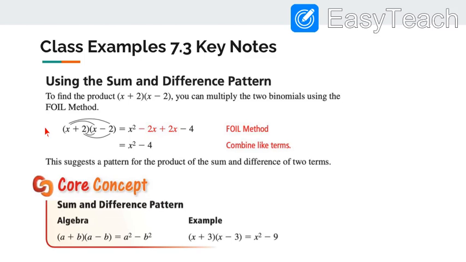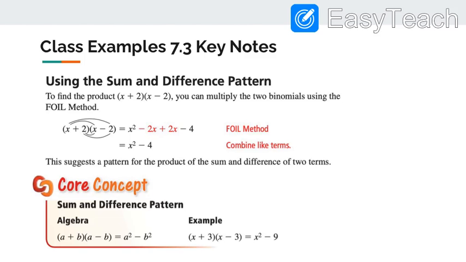Alright, we have another pattern that we can always trust. If we have an a plus b and an a minus b, so both the terms here are the same values, but they're just adding and subtracting of each other, your final answer is then going to have a squared minus b squared. And you can see an example here with x plus 2 and x minus 2 becoming x squared minus 4, and another example right here of x plus 3 and x minus 3 becoming x squared minus 9.